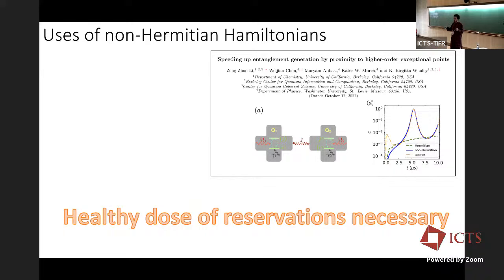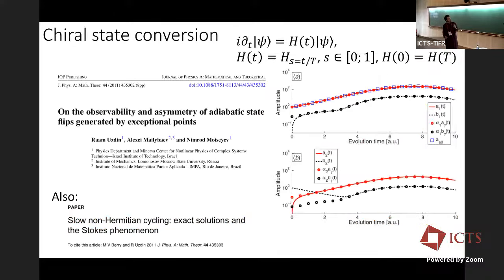But I'm doing fundamental science here, so I'm not interested in usefulness today. I'm interested in how things work. And I want to focus on the effect of chiral state conversion. What is chiral state conversion? You have the Schrödinger equation here, and the Hamiltonian changes in time. Let's say it changes over time capital T, and let's say capital T is a long time. It changes slowly, something that from Hermitian systems we would call the adiabatic limit.